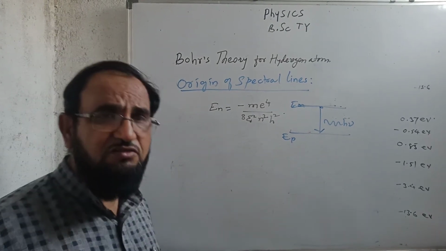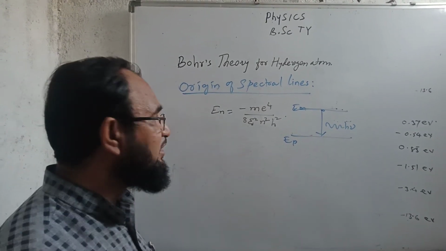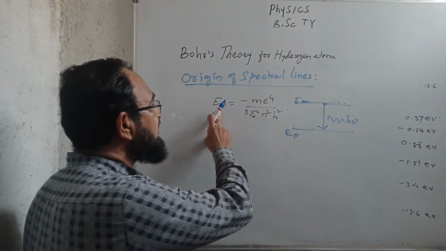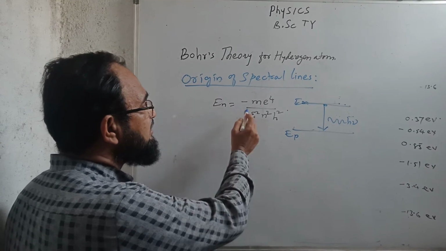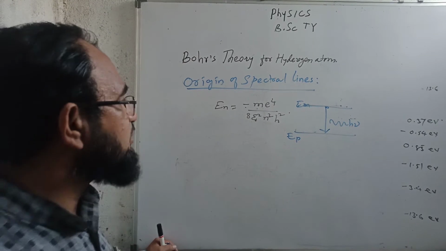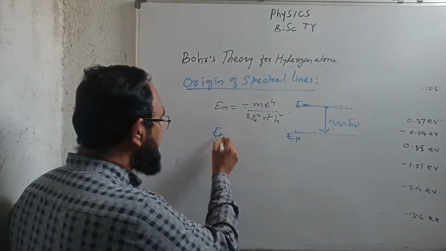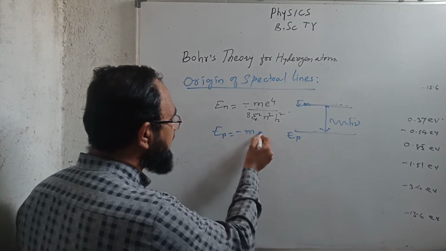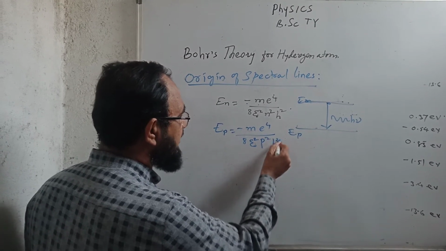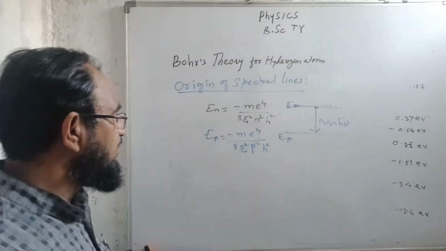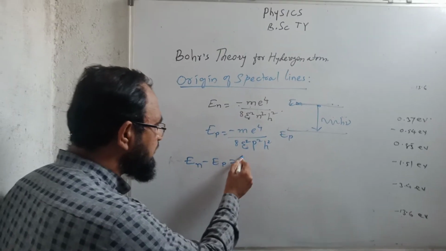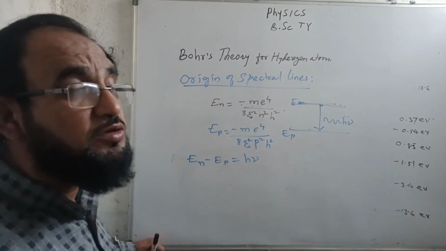So we will derive the formula for the wavelength of the spectral line from the formula of the energy. Energy in the nth orbit is given by minus m e raised to 4 upon 8 epsilon 0 square n square h square. Now energy in the p orbit will be equal to minus m e raised to 4 upon 8 epsilon 0 square p square h square. Now I will use here En minus Ep is equal to h nu, which is Bohr's third postulate.